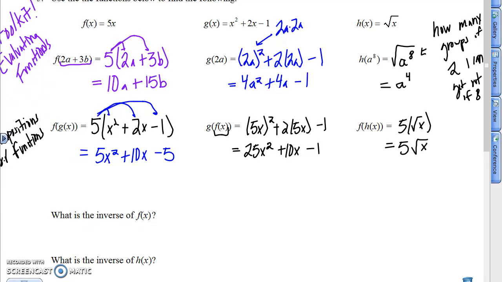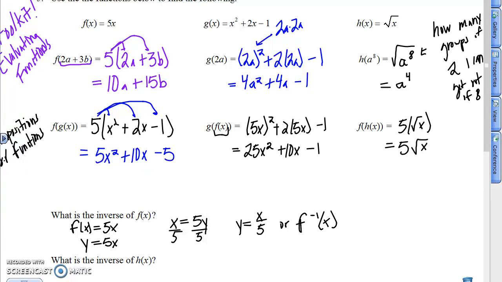I'm also asked, what's the inverse of f of x? Well, remember, f of x is function notation, but f of x really just means y equals 5x. So I can, again, switch my x and my y, and then solve for y. So undoing this multiplication by dividing by 5, and my inverse is x divided by 5, so I can use inverse notation and write it as x divided by 5, or x divided by 5 is also equivalent to 1/5 x.